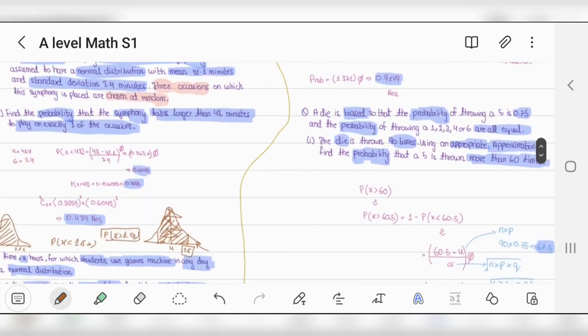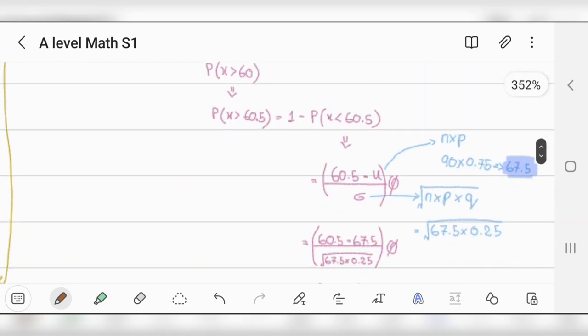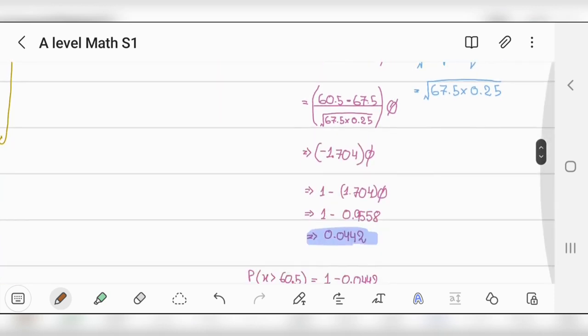So this is how we're going to do it. You get the mean, you get the standard deviation, you put it in, you do it, and you get the probability.